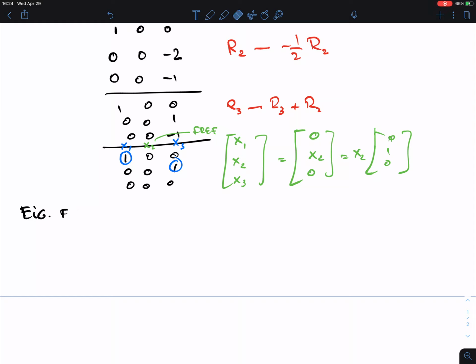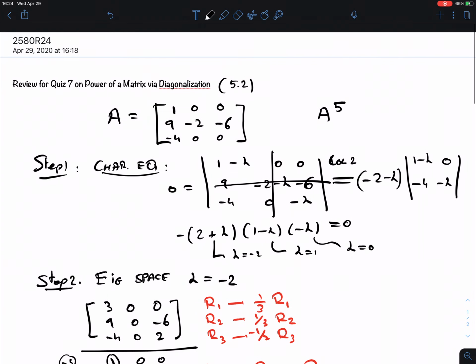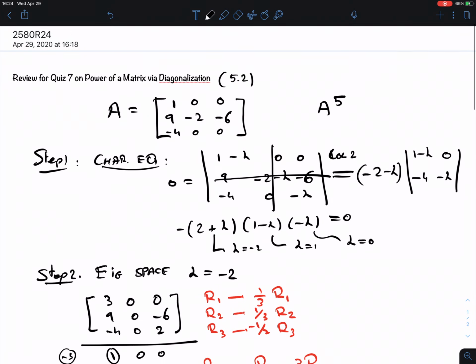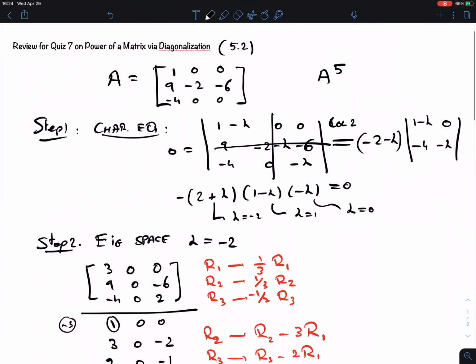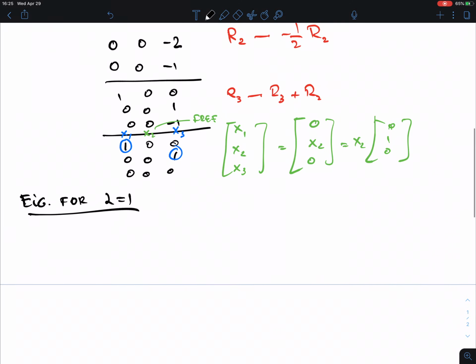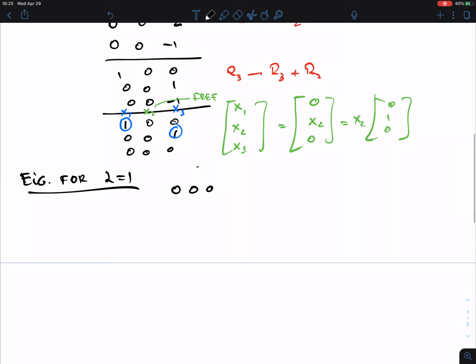So now we're subtracting 1 from the diagonal of our original matrix. I have it written here, so I hope you can see it, right? I'm going to subtract 1 from the diagonal now. Just double check it. So I get 0, 0, 0, 9, minus 3, negative 6, and negative 4, 0, negative 1. That's the result of subtracting 1 from the diagonal.